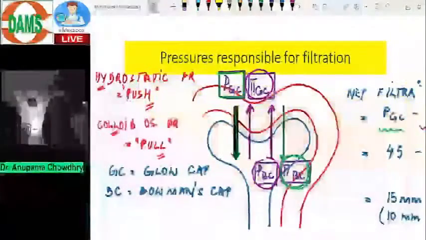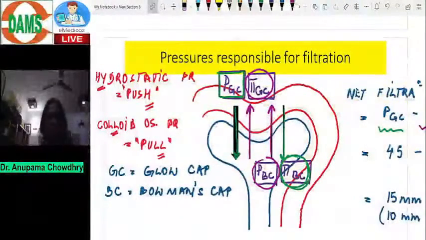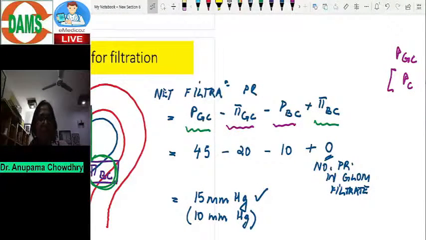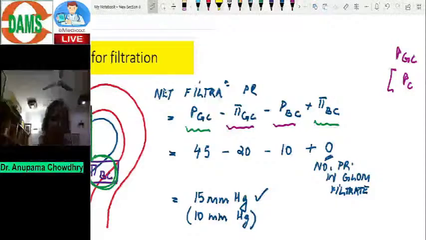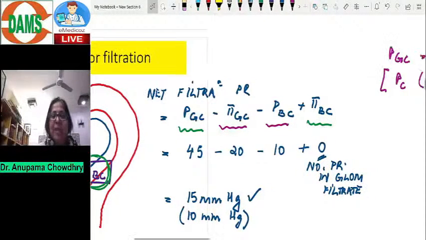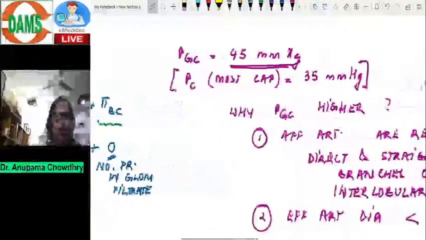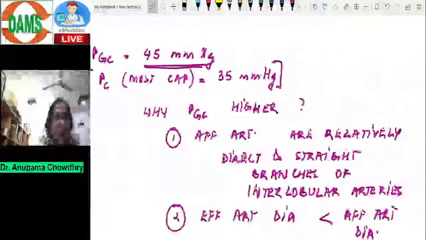What are the pressures responsible? PGC, pi GC, PBC, pi BC. The net filtration pressure is PGC minus pi GC minus PBC plus pi BC. Forces which are favoring filtration, PGC and pi BC. Forces which are opposing filtration are pi GC and PBC. Right? Why is PGC higher?